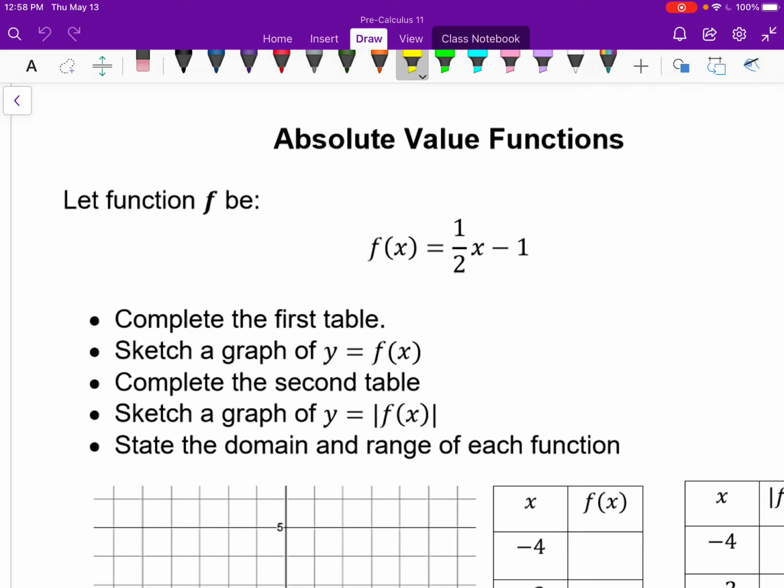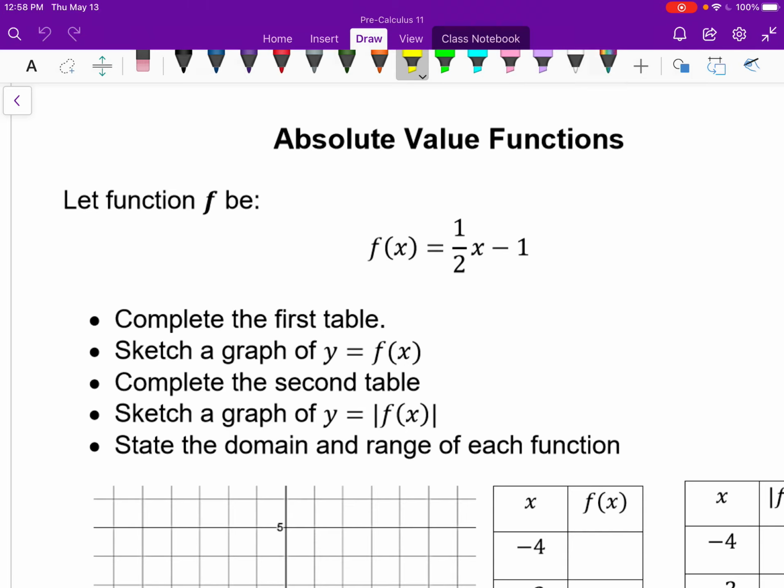All right, so what we're gonna look at in this lesson is a continuation of what we saw last time, in which we are now applying absolute value to functions and seeing what happens, especially in terms of a graph, when we find the absolute value of a function. And we introduced this idea at the end of the last lesson.